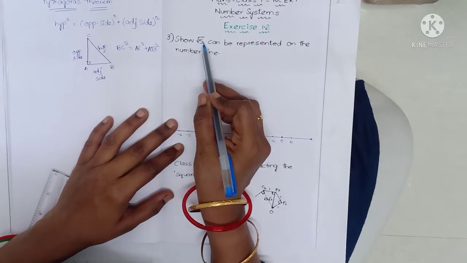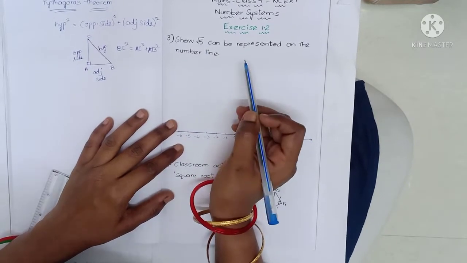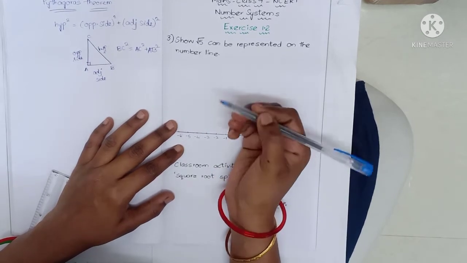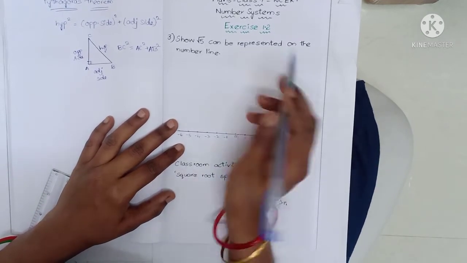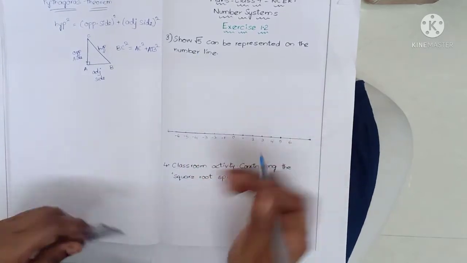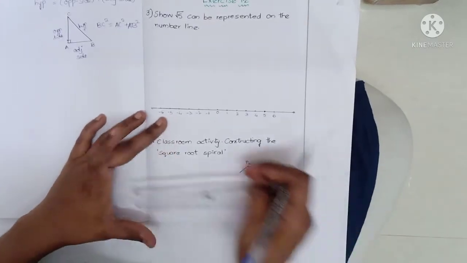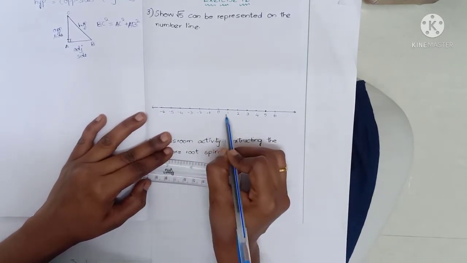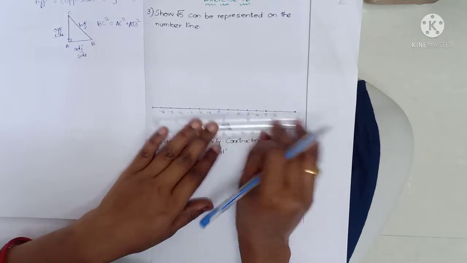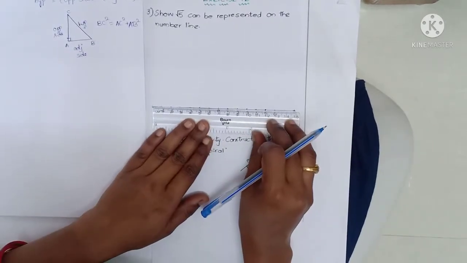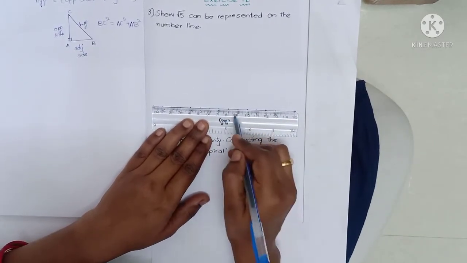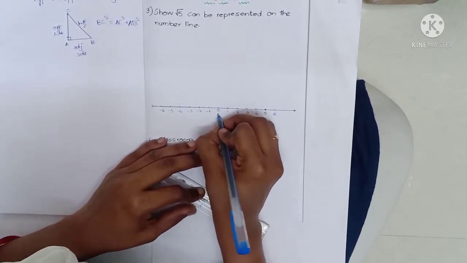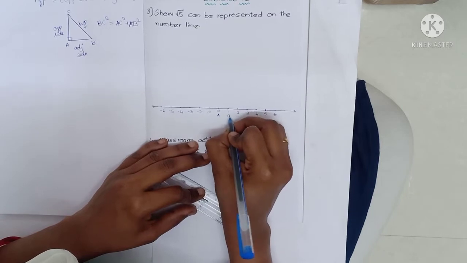So, to represent root 5 on the number line, we start by representing root 2 first. First we do root 2, then root 3, then root 4, then root 5 can be represented on the number line. How to represent root 5, children? First, draw the number line with each unit 1 centimeter in length. Point 0 mark as A and point 1 mark as B.